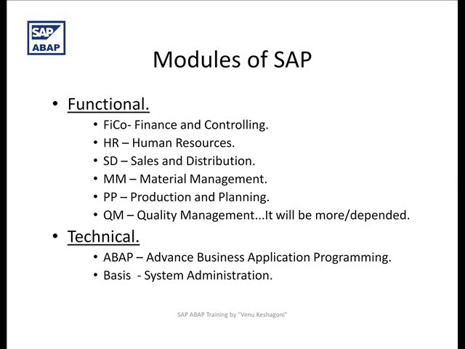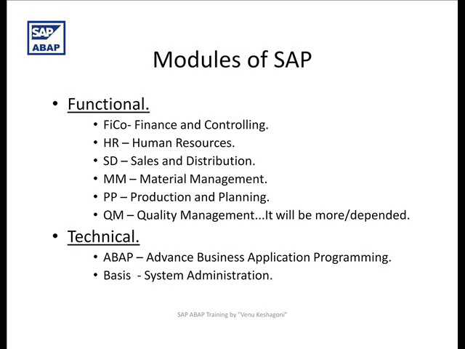So what are the modules of SAP? To meet all the activities of our organization, there are different departments: material management, production planning, sales and distribution, finance and control, HR. So to meet all the activities, for every department, they designed a module. For HR, they designed a module. For production and planning, they designed a module. For sales, they designed a module. For finance and control, they designed a module.